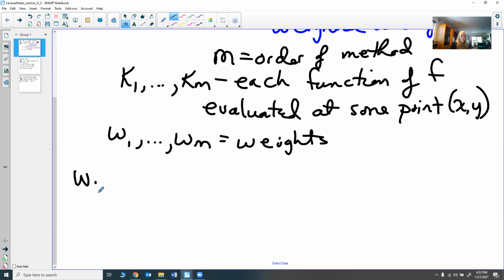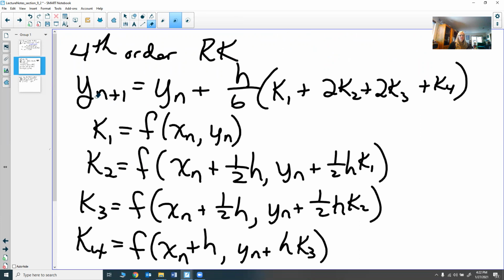If we have a K4, so we're gonna do a K4, which means a fourth order Runge-Kutta. We're gonna find the next one by doing y sub n plus h over 6 times K1 plus 2K2 plus 2K3 plus K4. So this is again still a weighted average. It's just that here we had to do a little bit more work for those weights. When we have a fourth order, the weights are 1/6, 2/6, 2/6, 1/6, and that's where that 6 came from.